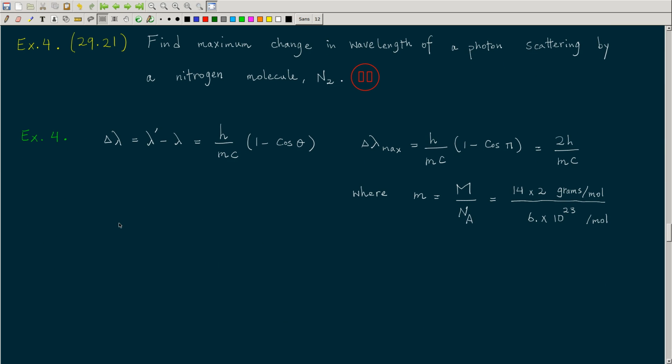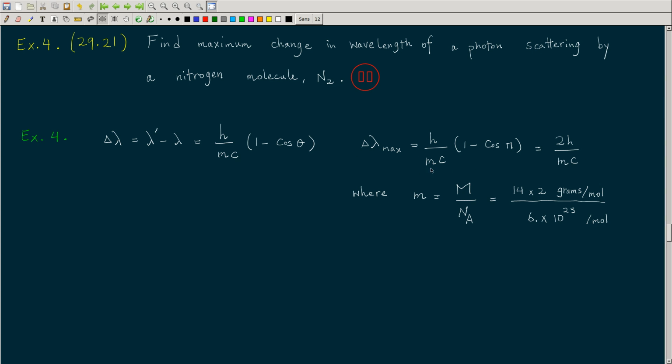This is the same formula. You have the formula for delta lambda, h over mc times 1 minus cosine theta. To find the maximum amount of this delta lambda, you look for the angle that gives a factor of 2 here. If cosine theta is 1, you get 0. But if cosine theta is -1, which is an angle of 180 degrees, like in the previous exercise we solved, you get a factor of 2 here. 1 minus cosine pi is 2. So this is the maximum change in wavelength that you can have for a photon.